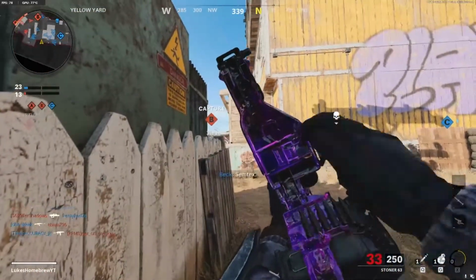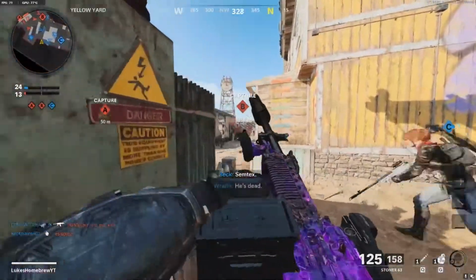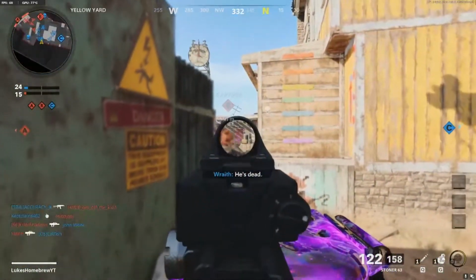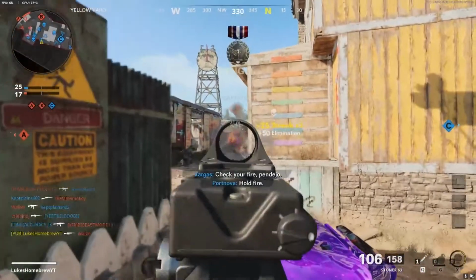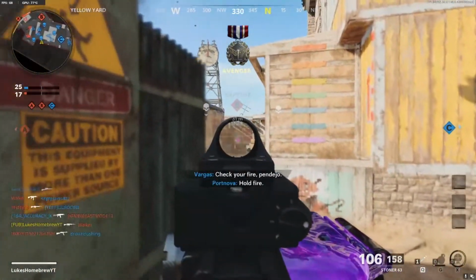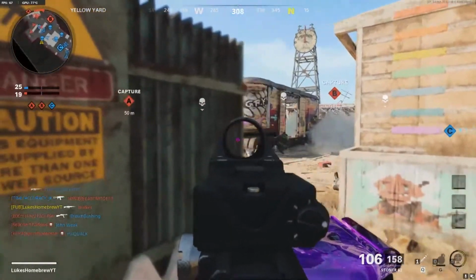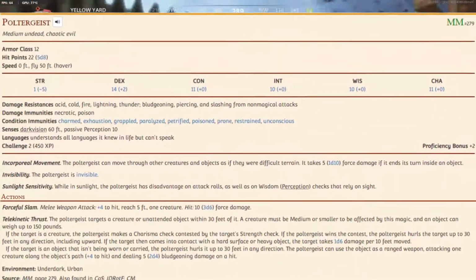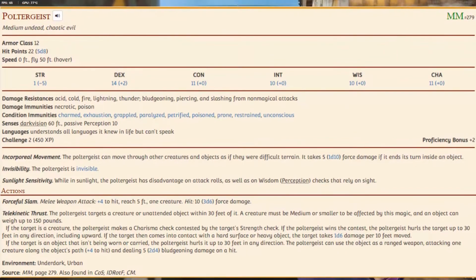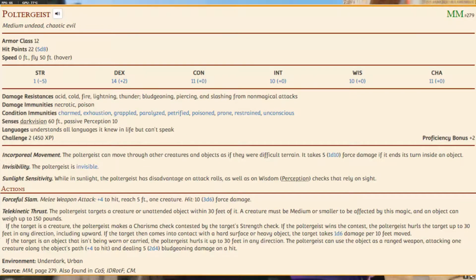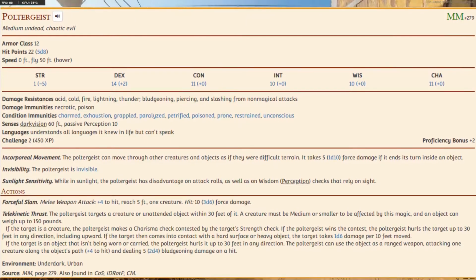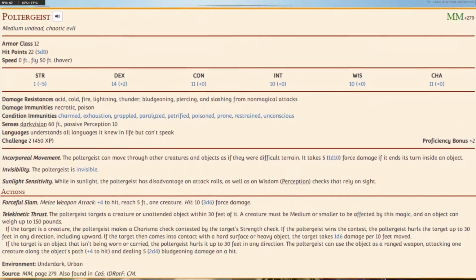However, there was a point of contention that was brought up throughout the encounter, and that matter was the poltergeist's innate invisibility. We'll go into that in just a sec. For those who don't know, these are the stats of the poltergeist in D&D 5e. And as you can see, there is the unique ability for the poltergeist where it is invisible and it can throw objects at people or vice versa.